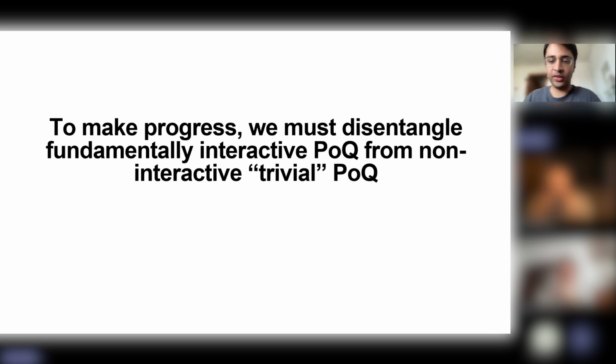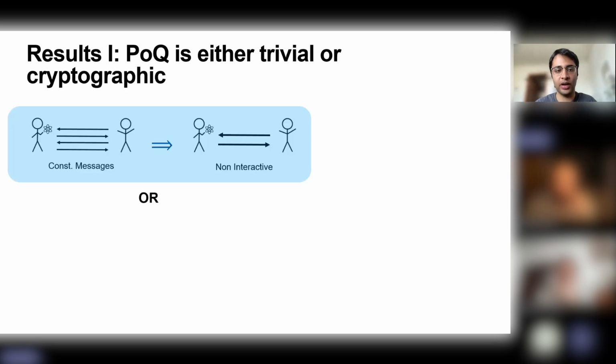Well, our first result shows one way to start thinking about this and shows that these two are actually distinct types. The result is basically saying a proof of quantumness is either trivial or non-interactive, or it is fundamentally cryptographic in nature. And this only holds for constant rounds, small caveat.